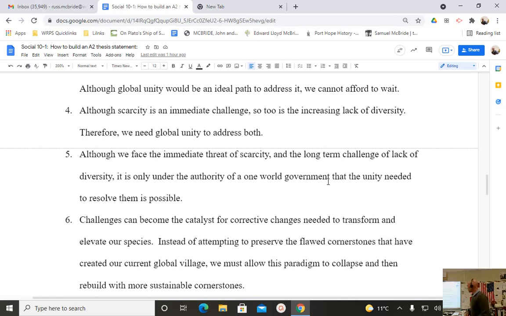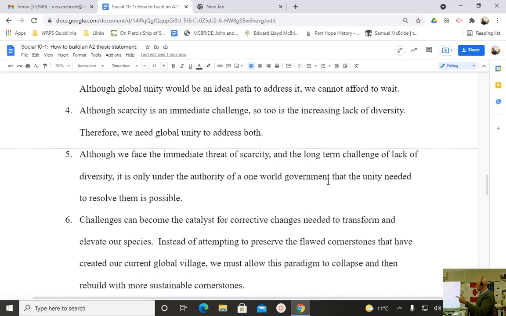Challenges can become the catalyst for corrective changes needed to transform and elevate our species. Instead of attempting to preserve the flawed cornerstones that have created our current global village, we must allow this paradigm to collapse and then rebuild with more sustainable cornerstones. Again, a totally different thesis statement, same conversation. Different subdivided arguments. So in that body, challenges can become the catalyst for corrective changes needed to transform or elevate our species. You might have a general paragraph about that.